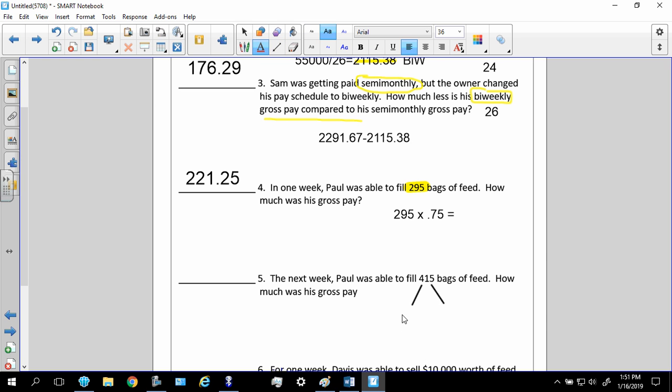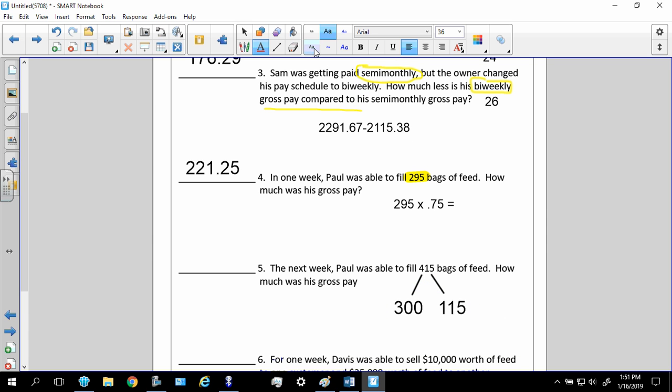So this being $300, or 300 bags, and everything that's left over is 115. Now, also, if you remember, he gets 75 cents for every bag over 300, and then he gets an additional 90 cents for every bag over. So I'm going to multiply these two numbers and get a number, and I'm going to multiply these two numbers, and then when I do that, I'm going to add them up.